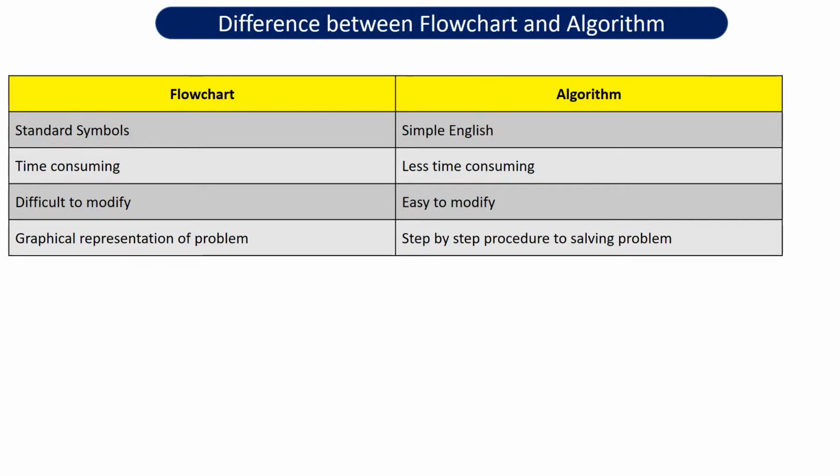Difference between flowchart and algorithm. Flowcharts are symbols. Algorithms are written in English language or any other language. Flowcharts are difficult to write, it's time consuming, whereas algorithms are easy to write and easy to modify.